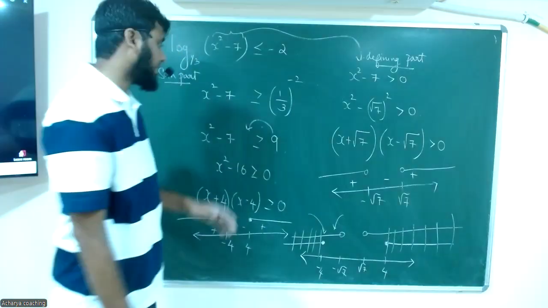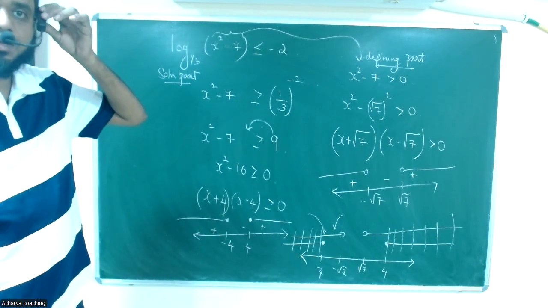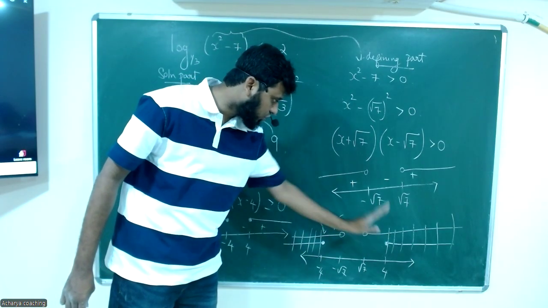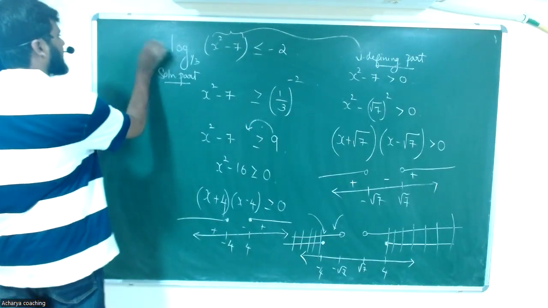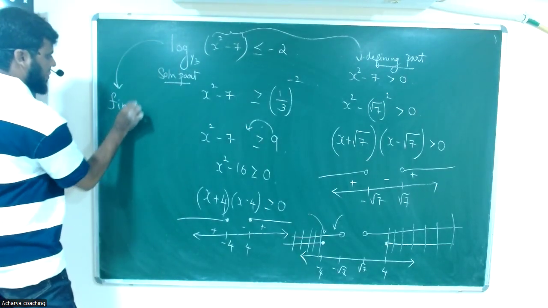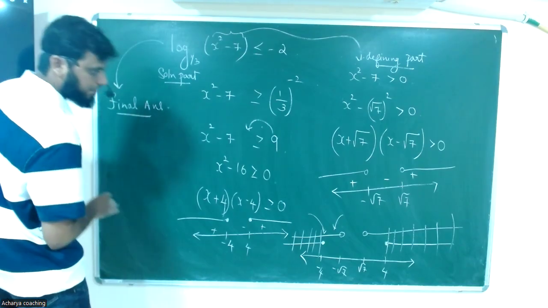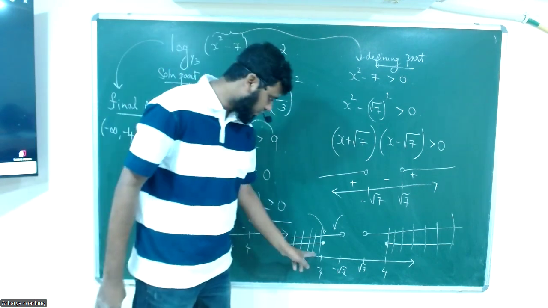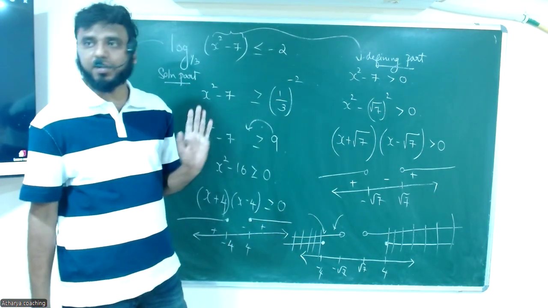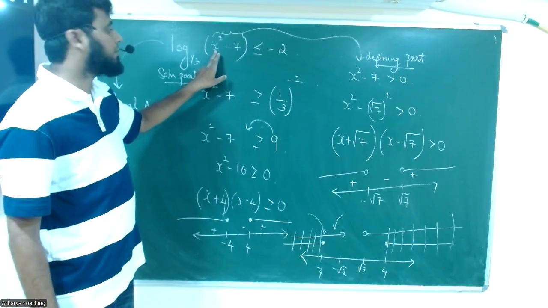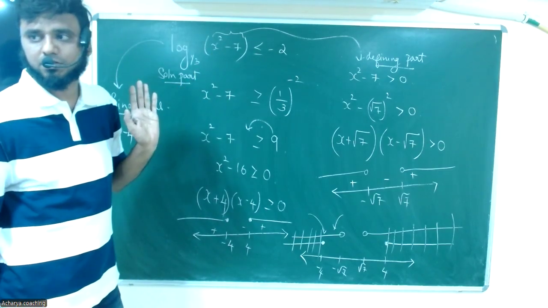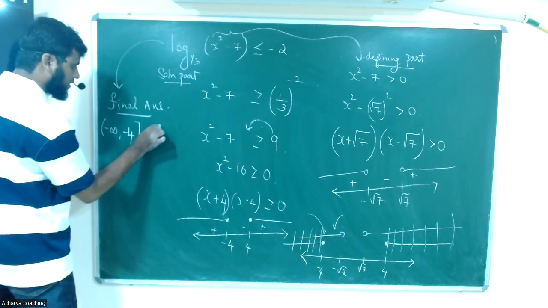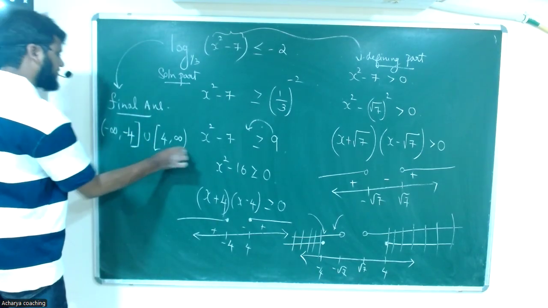Which means in this case, solution part is the final answer. Minus infinity, because in common we have minus infinity to minus 4, union 4 to infinity. So our final answer is minus infinity to minus 4. Minus 4 is in first solution part as well as defining part. If I put minus 4 here, minus 4 square 16, 16 minus 7 is positive only. So it is allowed. So minus infinity to minus 4 union 4 to infinity. So this is our final answer.